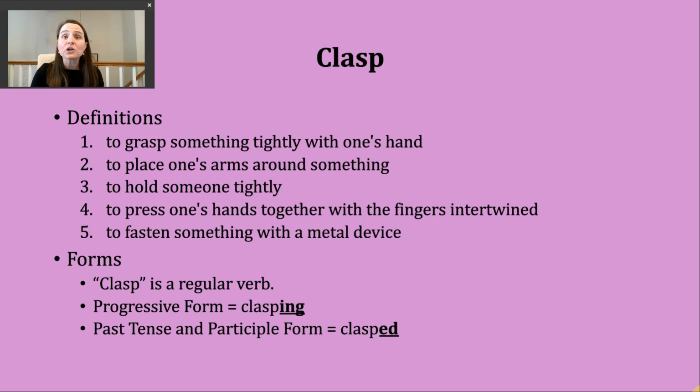A second way you might hear clasp used is to place one's arms around something, some object. And a third way you might hear clasp used would be to hold someone tightly. So here you might think of this like hug or embrace.